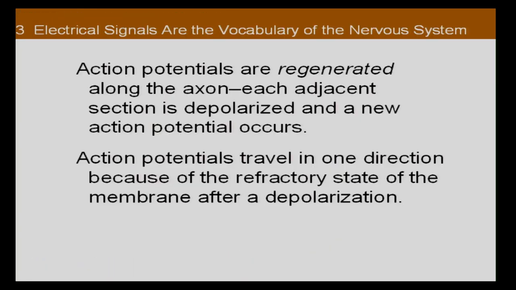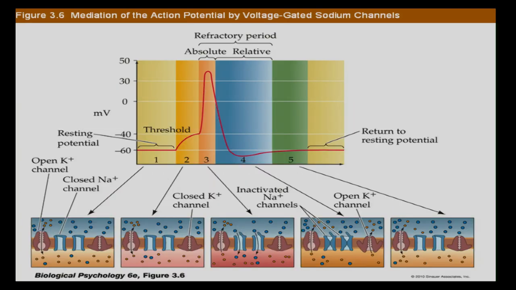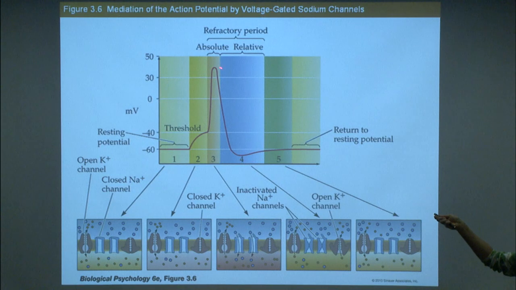Another important concept: action potentials travel only in one direction. Why? Because of the refractory state of the membrane after depolarization. Remember we talked about there is an absolute refractory period. It's actually this chunk of the axon cannot get depolarized again for a small amount of time after an action potential is seen, and then there's a relative refractory period.